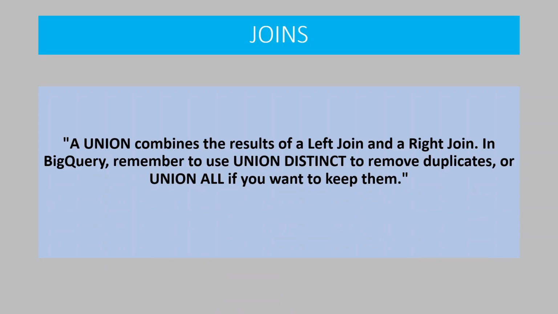Okay, sorry. Before that, let's just speak about union. Since in MySQL you can't use outer join, we have to use the union function. The union basically combines the result of a left join and a right join. In BigQuery also, both outer join as well as union will work. But the only thing is you need to use union distinct to remove duplicates, or union all if you want to keep them. I'll take a separate session explaining unions. For now, just keep in mind that's it.